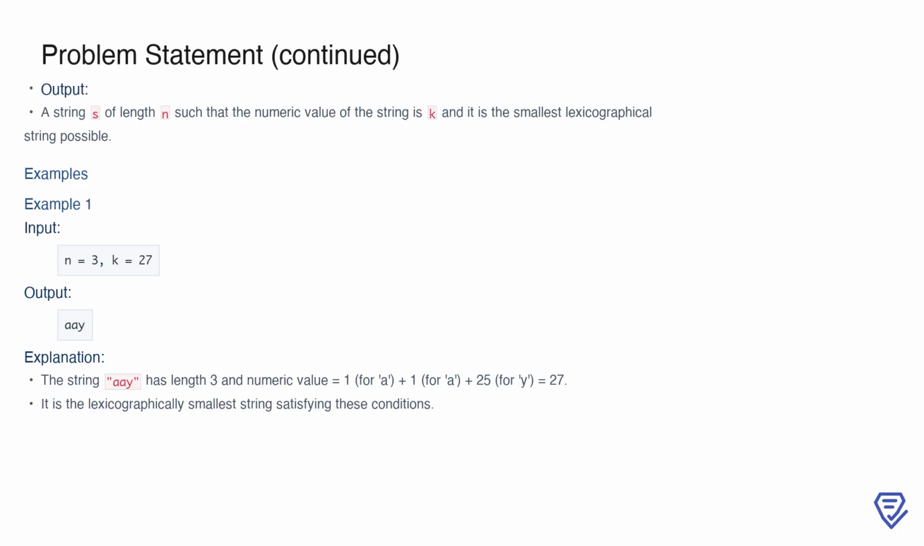Let's look at some examples to better understand the requirements. In the first example, the input is n equals 3 and k equals 27. The output is aay. This string has a length of 3 and a numeric value of 27, calculated as 1 for a, 1 for the second a, and 25 for y. Among all strings that meet these conditions, aay is the smallest lexicographically. This means that no other valid string with the same length and numeric value would appear earlier in alphabetical order.